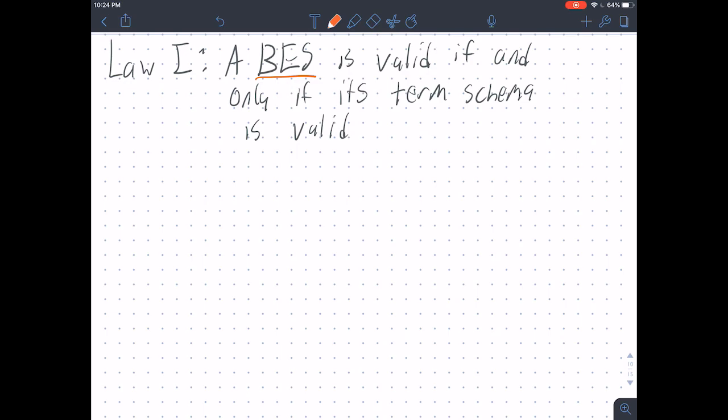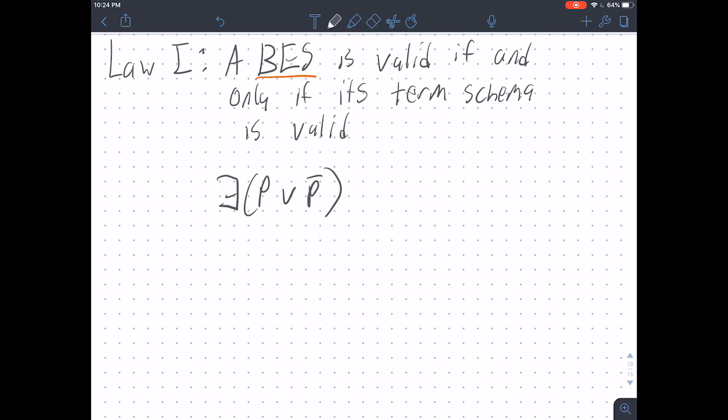So remember, just to refresh your memory, a Boolean existence schema is something like this. And it's a Boolean existence schema because it is a backwards E, which does not have a negation sign in front of it, followed by a Boolean term schema. And a Boolean term schema is just what we get if we take a good old-fashioned truth functional schema and make all the letters capital letters. So this is a Boolean existence schema, and it's valid because the term schema is valid.